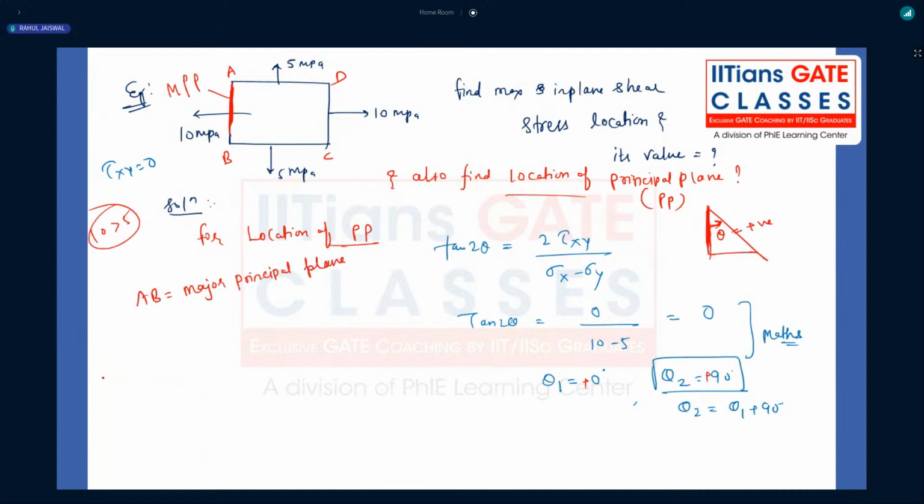Right? What is the other value I told you? Plus 90 degree. I told you, from the reference plane, this will be my reference plane. For example, rotate the plane at an angle theta anti-clockwise 90 degree. That will be the other plane. AD will be minor principal plane.